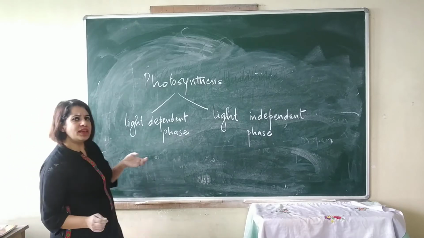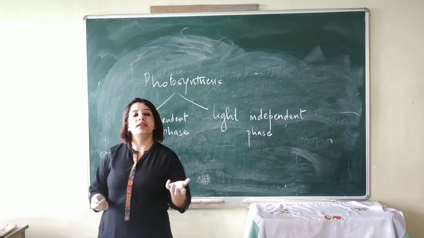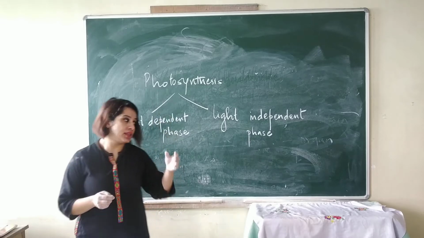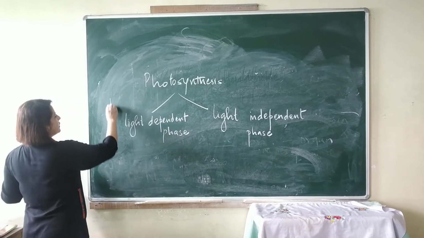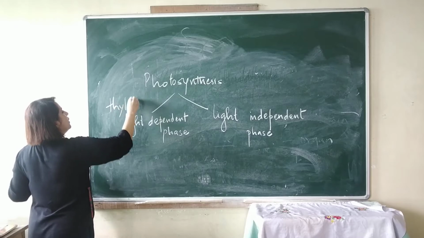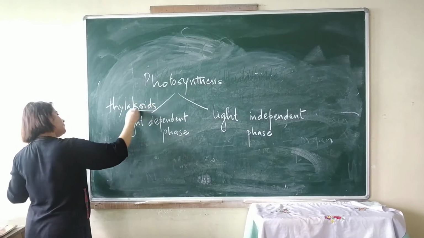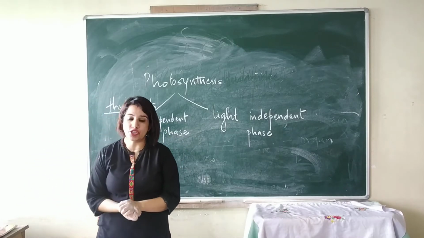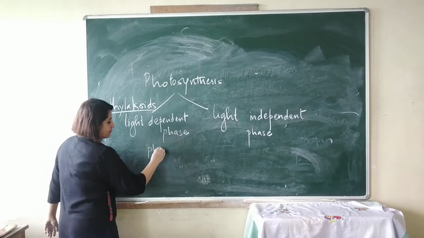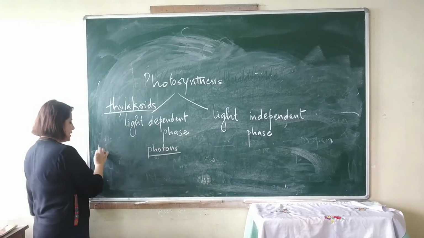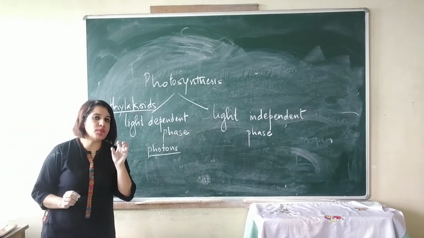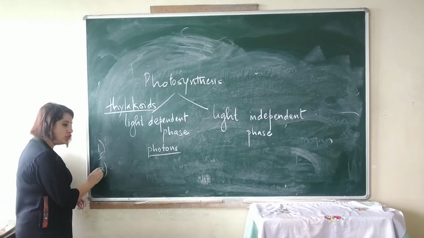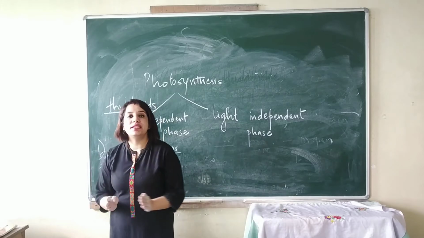So the light-dependent phase, as I have already discussed, in the chloroplast what is present? Chlorophyll. You find it in the thylakoids. So this phase takes place in the thylakoids. Now the chlorophyll in the thylakoids absorbs light energy, which is called photons. So the first step is chlorophyll absorbs light energy or photons. Now this light energy helps in splitting water.